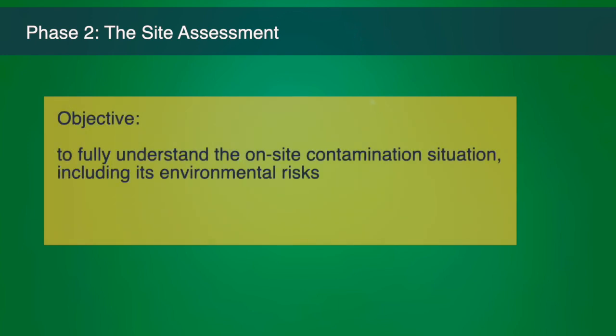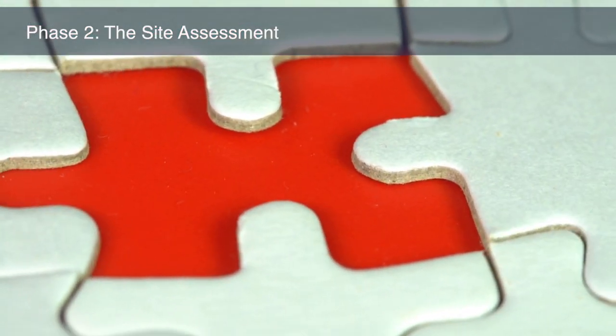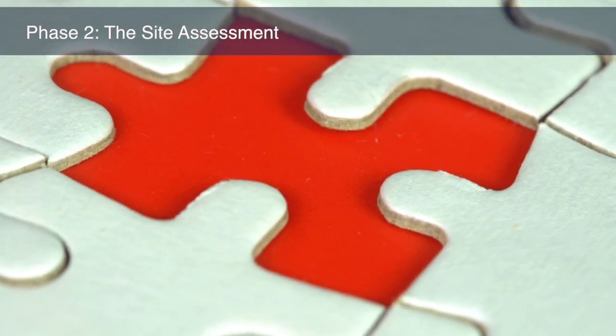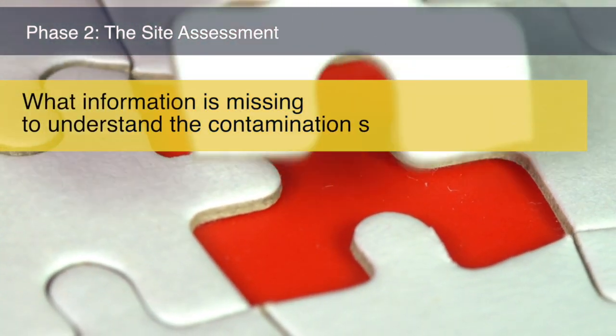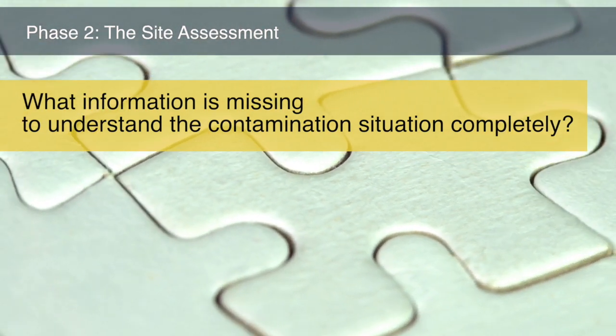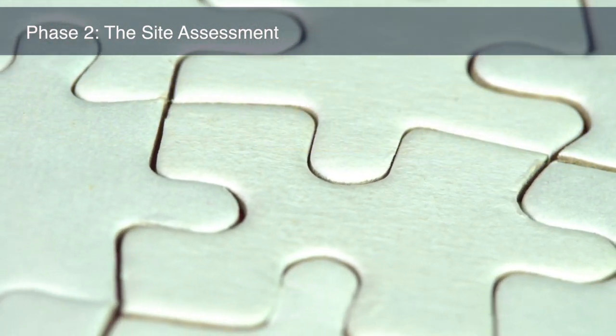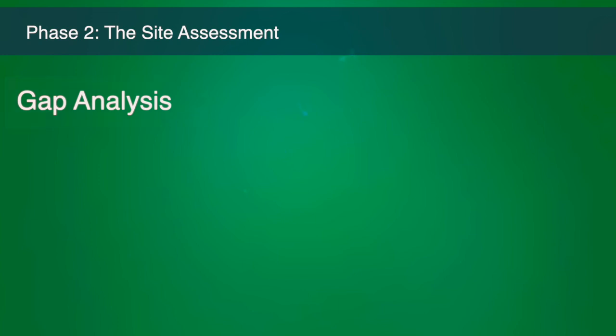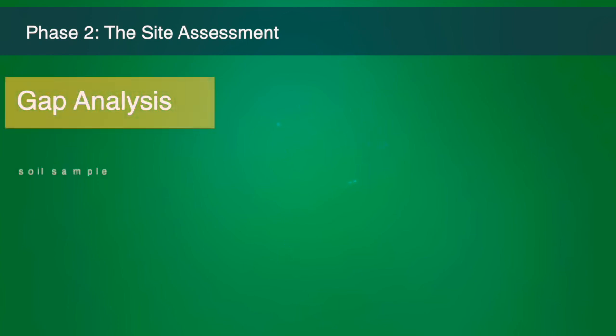The objective of Phase 2 is to fully understand the on-site contamination situation, including its environmental risks. As the ICSM from Phase 1 does not provide the complete picture of the site contamination, you must ask yourself what information is missing to understand the contamination situation completely. This process is called the gap analysis. To get the answers, a costly site survey must be carried out.